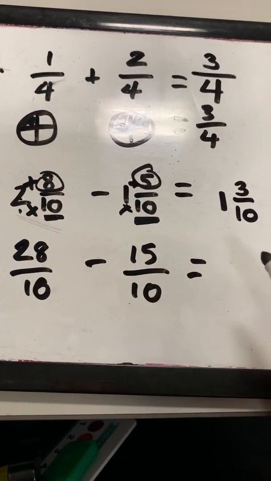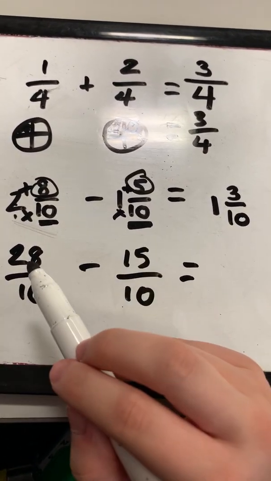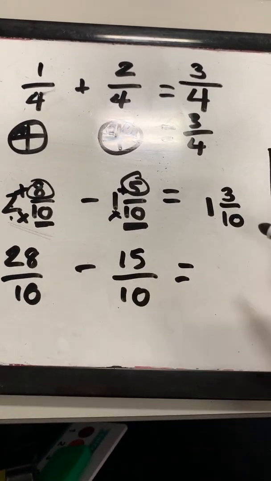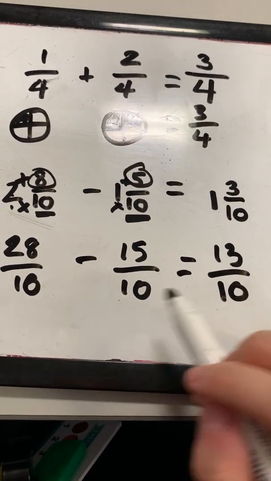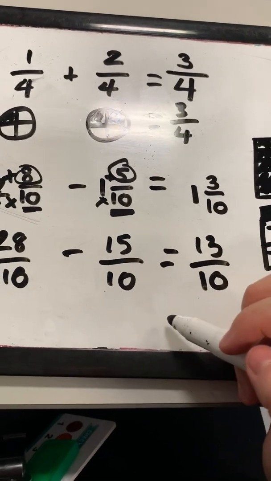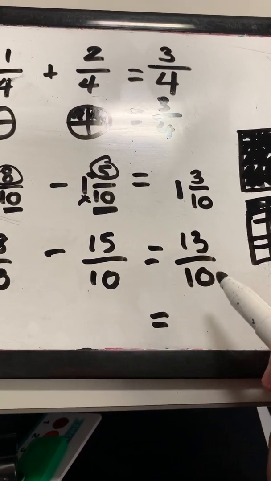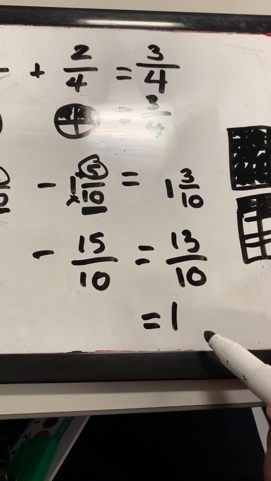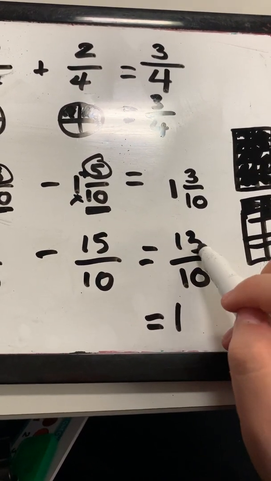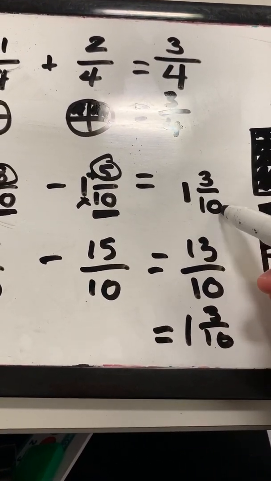Now we just simply are going to subtract these numbers. So 28 minus 15 is 13, same denominator as before. And if you then want to convert it back to a mixed numeral, then you think, how many times does 10 go into 13? And that's 1 time. And how many have we got left over, which is 3. So you end up having the same answer as before.